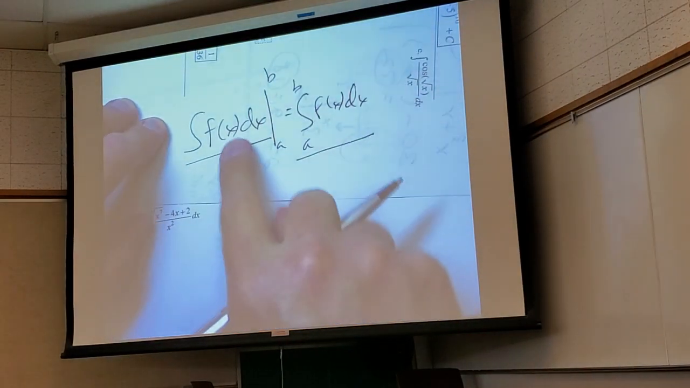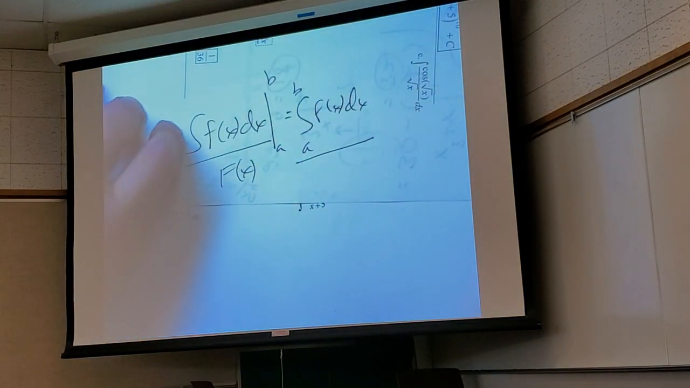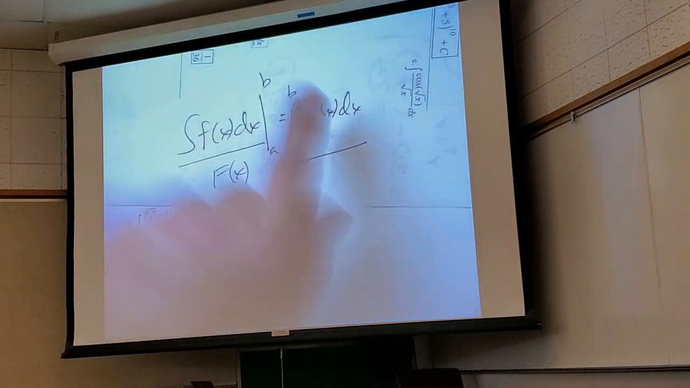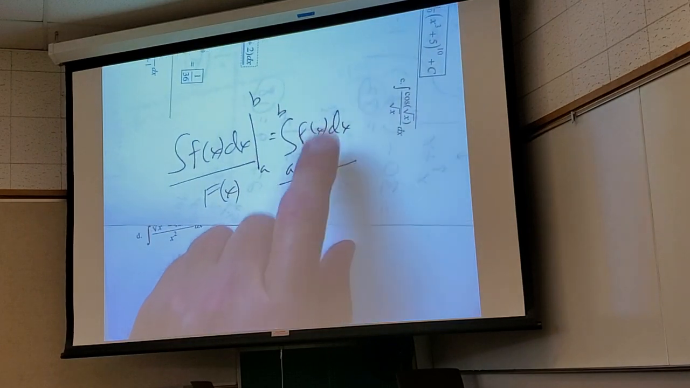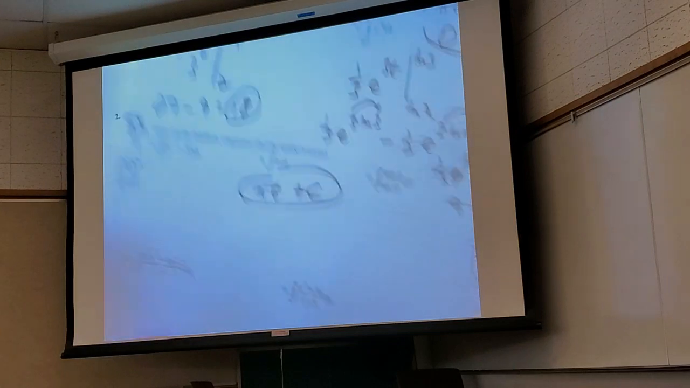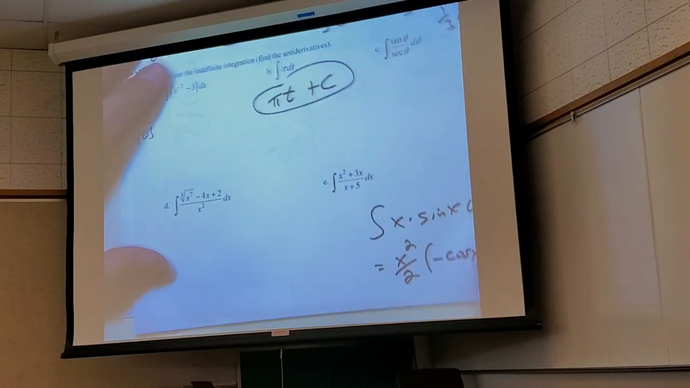So this by itself just says find big F of x. So when you see this, it's section 4.9. Find the antiderivative. That's what it means. This means find the antiderivative and then evaluate it between the two. So in a sense, these are easier, but they're in a later section, so go figure.